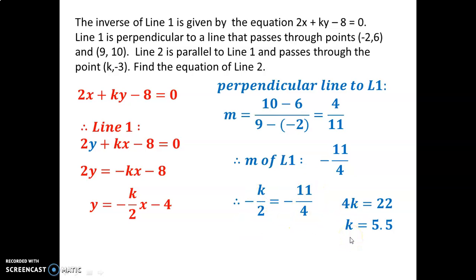That gives us k. And then it says line 2 is parallel to line 1 and passes through this point. So line 2 then is parallel to line 1, so it has the same slope. See how it's the same slope? And then it passes through this point, and now we know k is 5.5, so 5.5 goes in here and that. Take a close look at your work there.